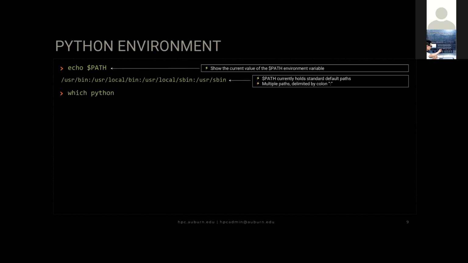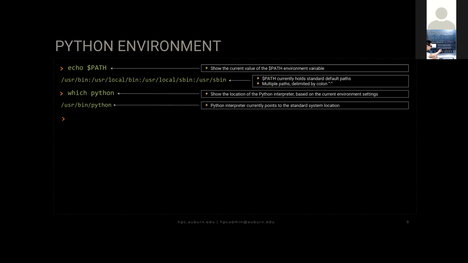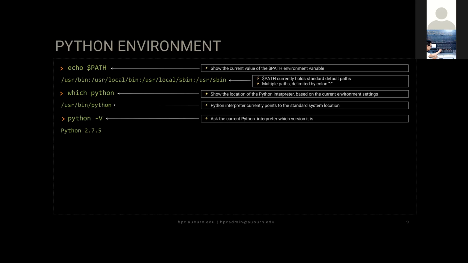If we issue this command, which python, on a Linux system, that will tell you the location of the Python interpreter based on your current environment settings. A lot of times by default, you're going to get the default system Python interpreter, which is in /usr/bin. And if you really wanted to further confirm what version you're using, you can use -V or --version, and that'll show you that when I run Python, the version is 2.7.5. So we can ask the interpreter what version it is, and it's going to return this.